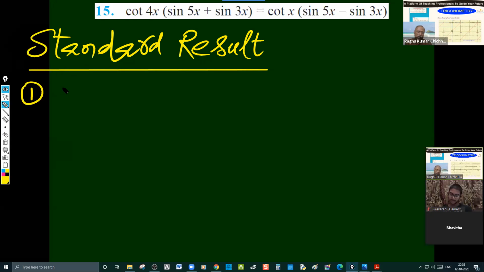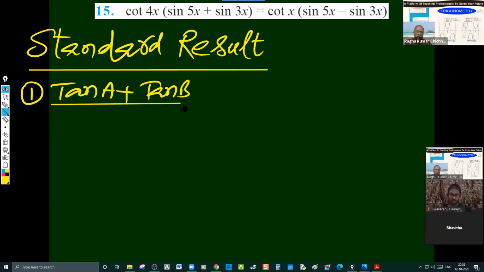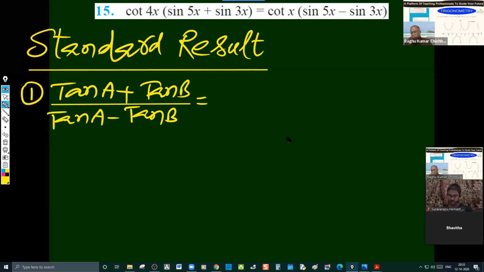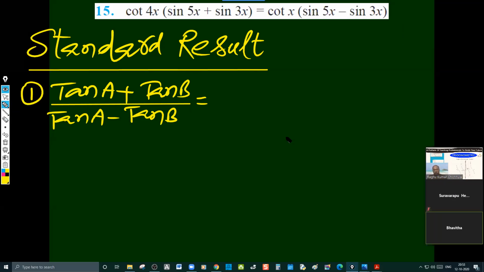Bhavita, what I'm saying now, if you have tan A plus tan B upon tan A minus tan B, do one thing, Bhavita, you enter this from the end of the notebook. That means whatever the entrance examination part or the objective part is there, you start it from the other side of the book. Okay, sir. That will be good.